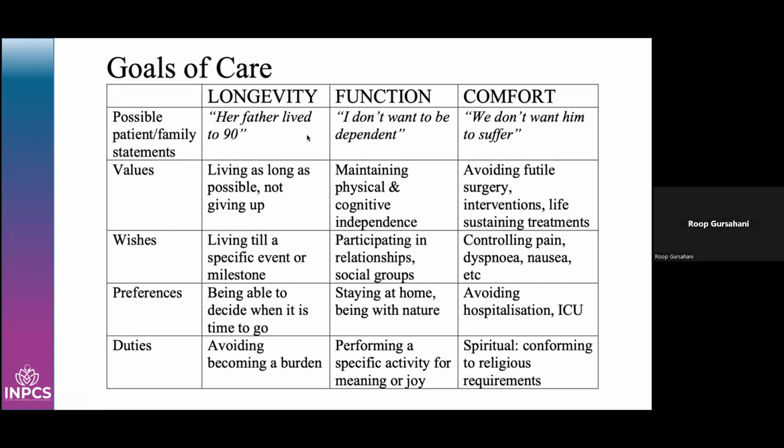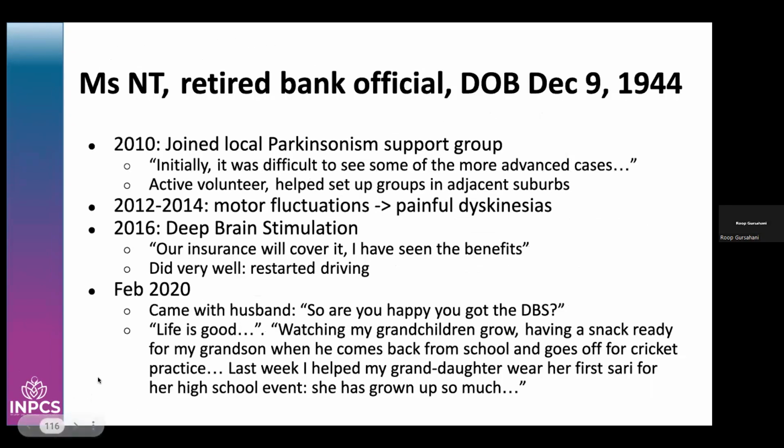And you have to watch out for these statements. When you hear these statements, these are the ones that you have to explore with them to figure out what it is that is important to them. Because although we have these three goals of care, remember that there is a time when it is not possible to have all three. And you will have to choose one or two over the other. And these are choices that we have to explain to patients.